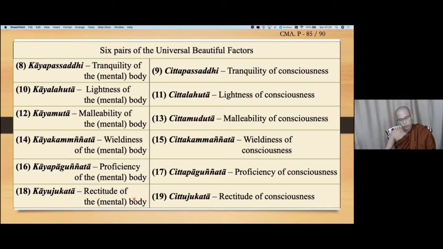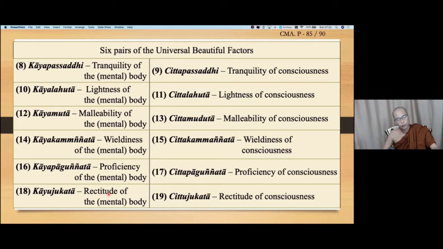And kayujukata and cittujukata, the last pair, the rectitude of the mental body and the rectitude of consciousness. This can also be understood in another way, as uprightness. Later we will study them one after another to understand their nature.